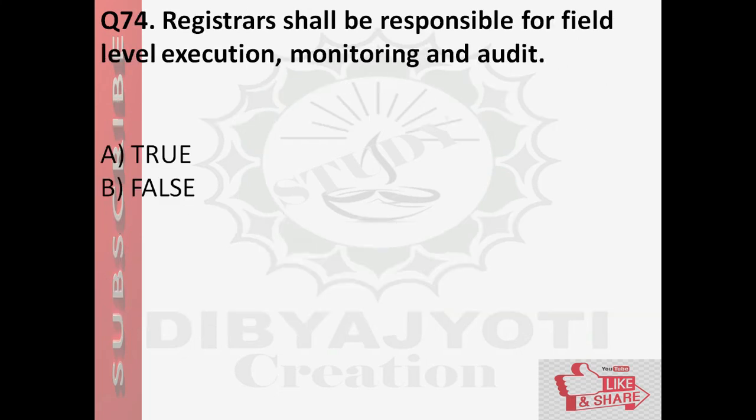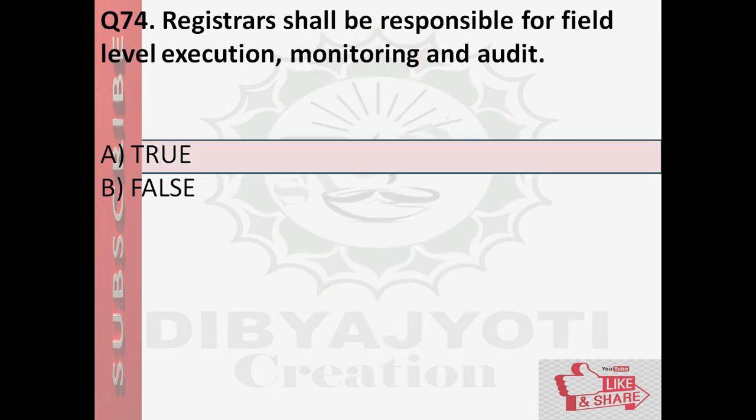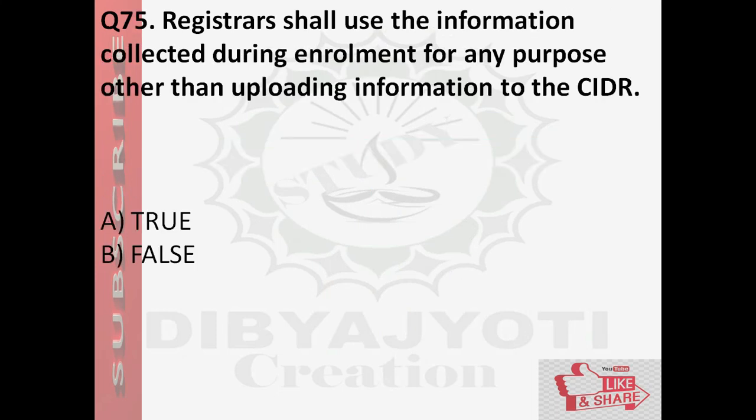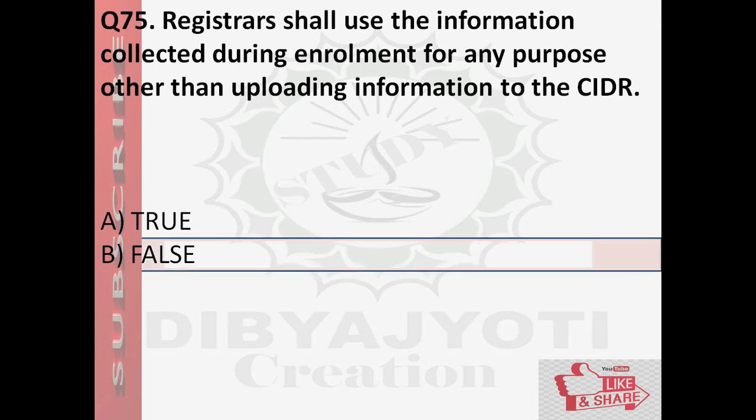Question number 74. Registrar shall be responsible for field level education, monitoring and auditing. True or false? Options are option A, true. Option B, false. And answer is option A, true. Question number 75. Registrar shall use the information collected during enrollment for any purpose other than uploading information to the CIDR. Options true or false? And answer is option B, false.